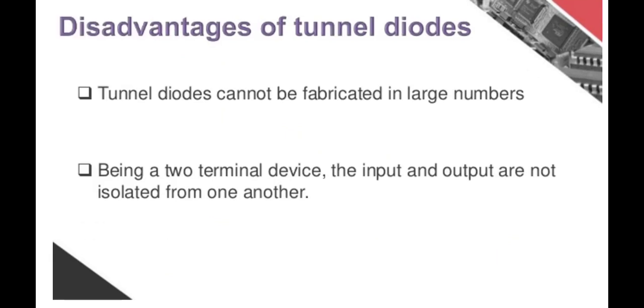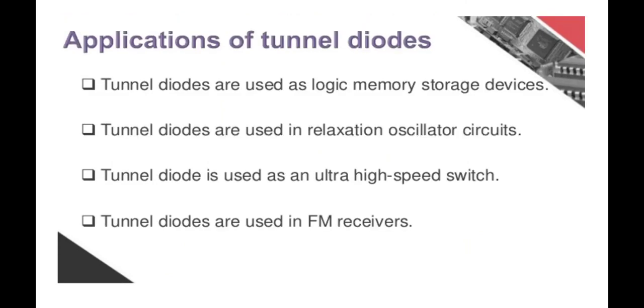These are the advantages. Some of the disadvantages of the tunnel diode are that it cannot be fabricated in large quantity, because the material and manufacturing cost is high and the application is very limited. That's why it cannot be fabricated in large numbers. Being a two-terminal device, the input and output cannot be isolated from one another. These are the disadvantages of the tunnel diode.